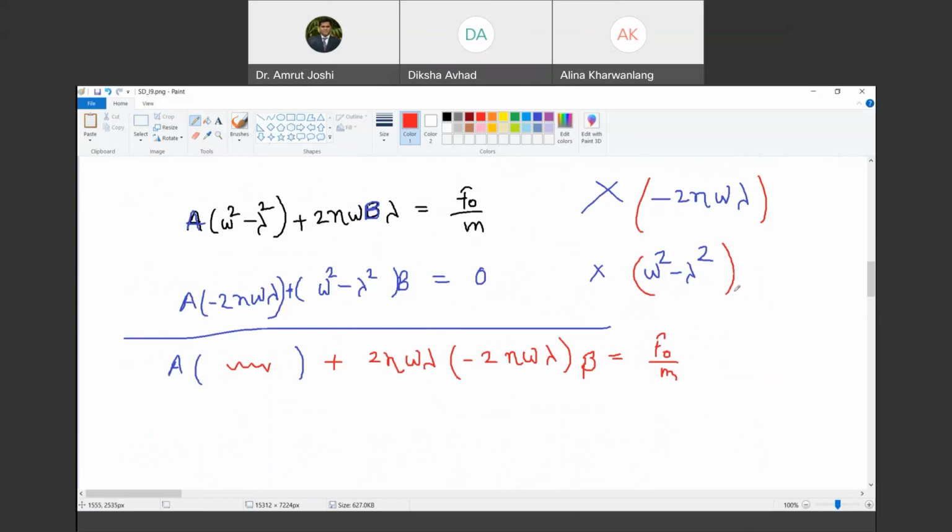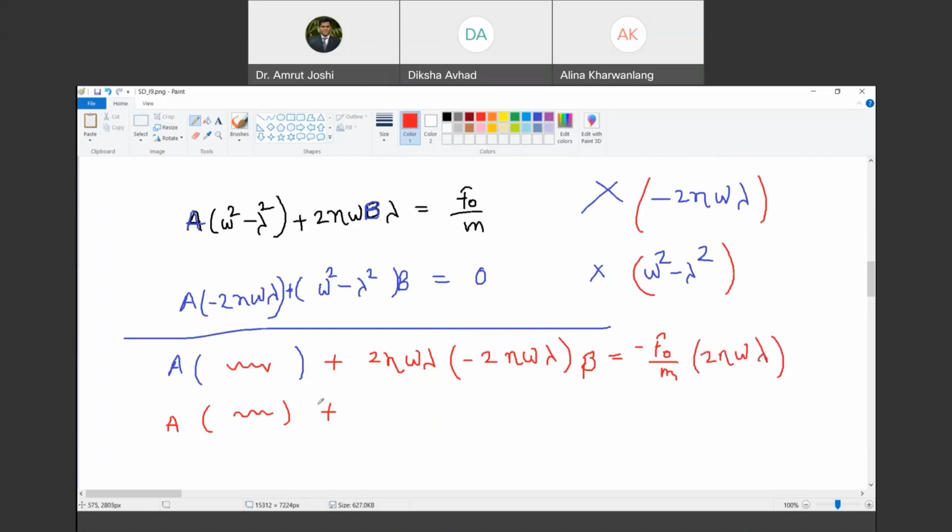So now when we multiply this by omega square minus lambda square, this is a into the same term. Look here: omega square minus lambda square multiplied by minus 2 eta omega lambda, and here minus 2 eta omega lambda multiplied by omega square minus lambda square, the same term. So I am not going to mention that. Plus... Yes, it has to be multiplied. So it is minus 2 eta omega lambda.